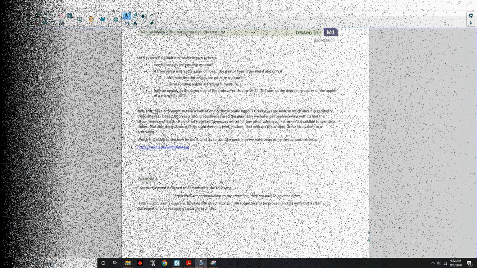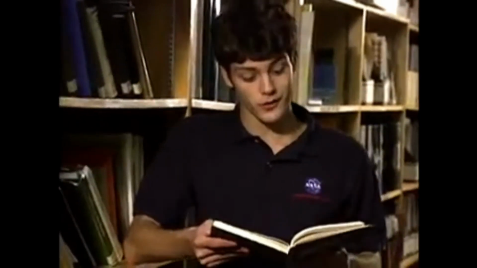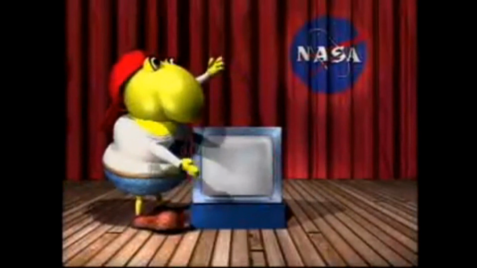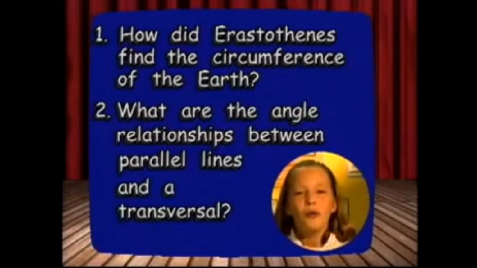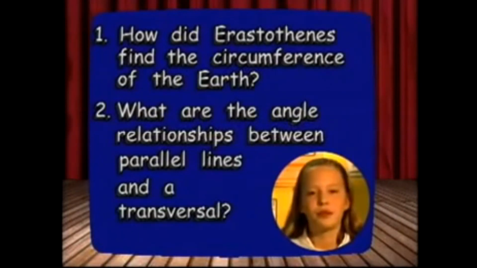Did you know that over 2,000 years ago, a Greek librarian used geometry to determine the circumference of the Earth? How did Eratosthenes find the circumference of the Earth? What are the angle relationships between parallel lines and a transversal?